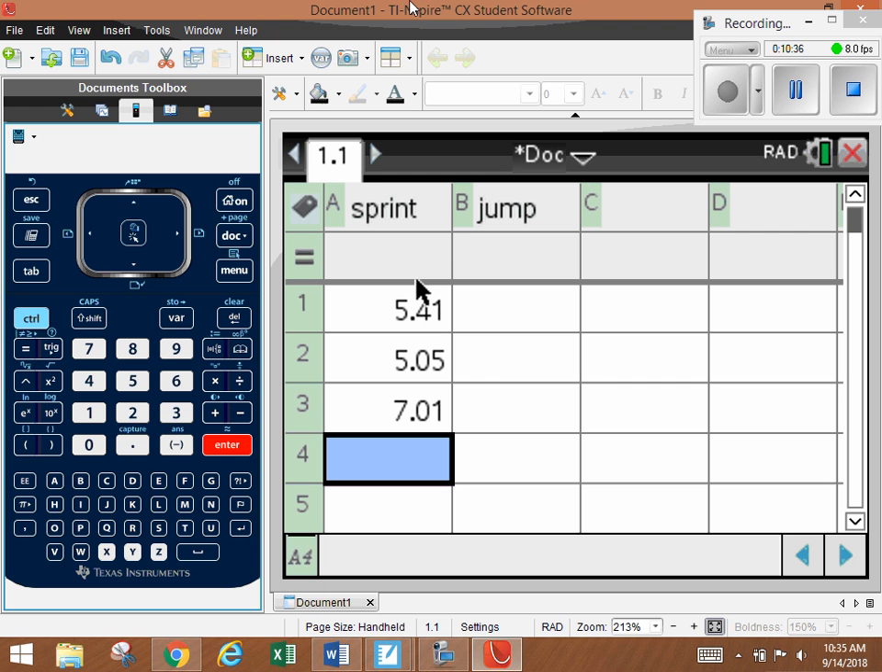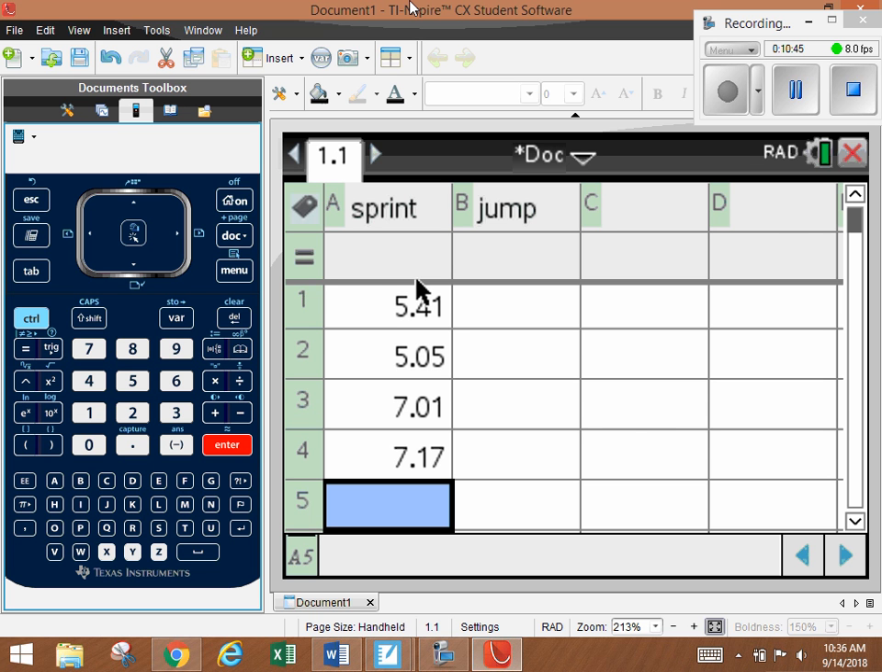Long jump distance. Yeah, I would do that. 7.1, 6.63, 6.44, 6.25.